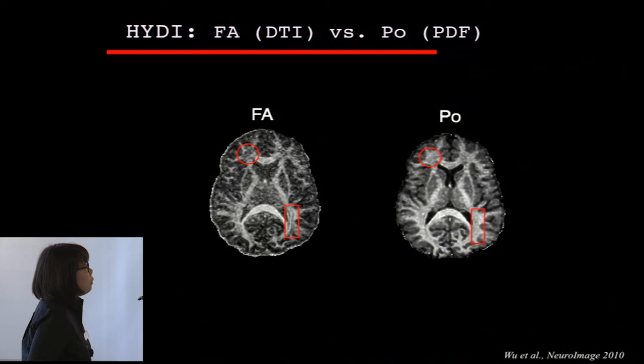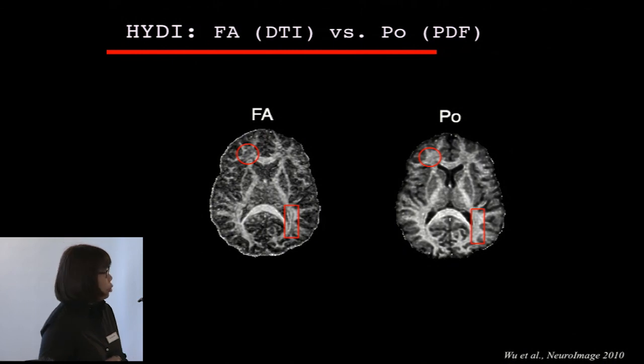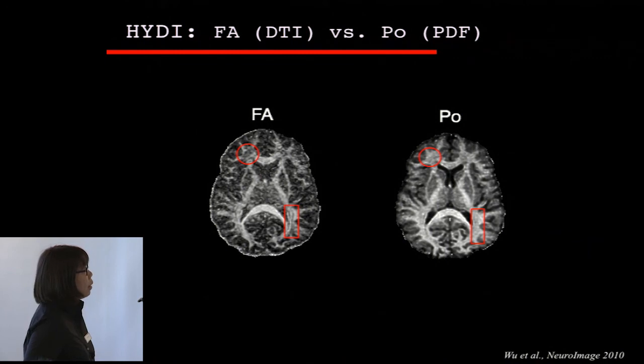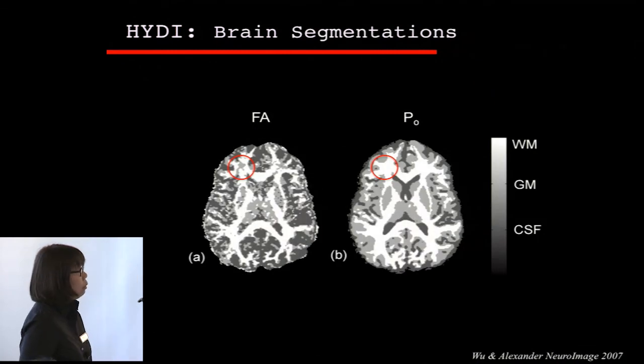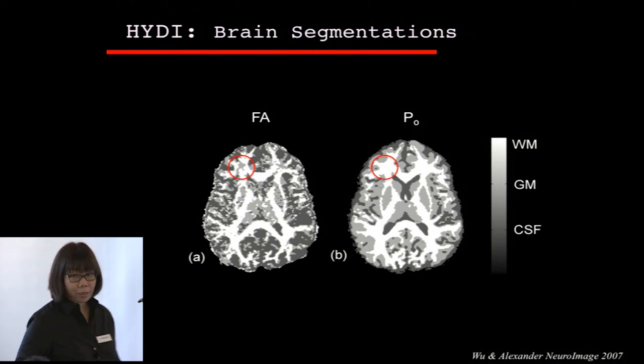The comparison between fractional anisotropy and this P0 measure from the rich Q-space data is that P0 is more homogeneous in describing the white matter area, whereas fractional anisotropy suffers from multiple fiber crossings and may decrease its value to be similar to the gray matter area. Another example is using a tissue segmentation algorithm. P0 can give you a better white matter segmentation compared to FA. With FA, some of the white matter voxels are classified as gray matter.